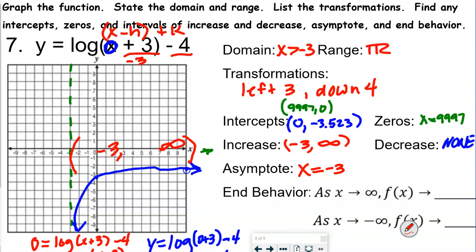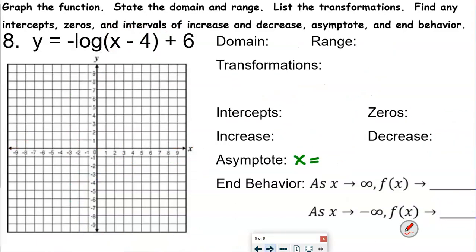Now when we talk about our end behaviors, as we're headed this way on our graph, where's the graph headed? Isn't it going up, y'all? So it's headed towards infinity. And then as we head to the left towards negative infinity over here, where's the graph headed? Towards negative infinity, okay? All right, last problem.